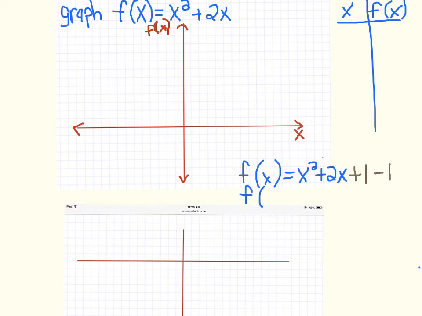So what I want to do, since I completed the square, this part of it is a trinomial square, so I'm going to factor that, and that's going to be x plus 1, the quantity squared, minus 1. So now that I have that, I can tell what the vertex is.